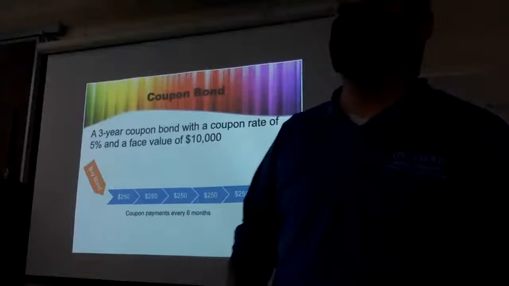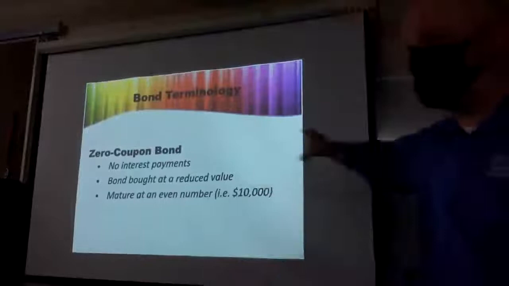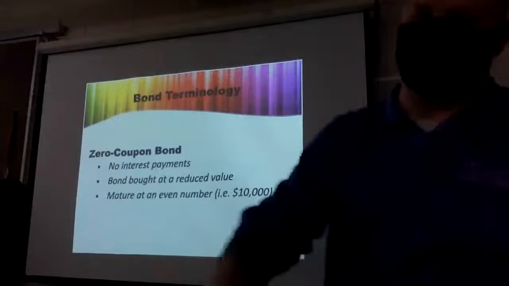So there's a couple of different ways to do this. There are also zero coupon bonds that have no interest payments, and the bond is just bought at a reduced value. So for instance, if it was a $10,000 bond and you bought it at $9,000, then you would turn it into $10,000 at some point down the road.